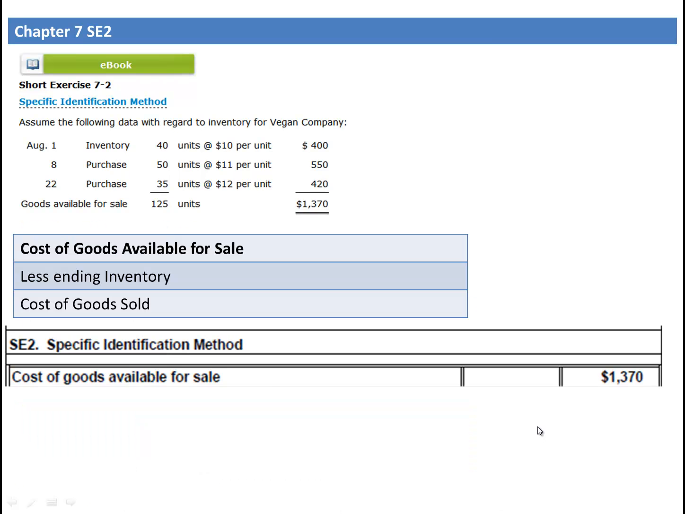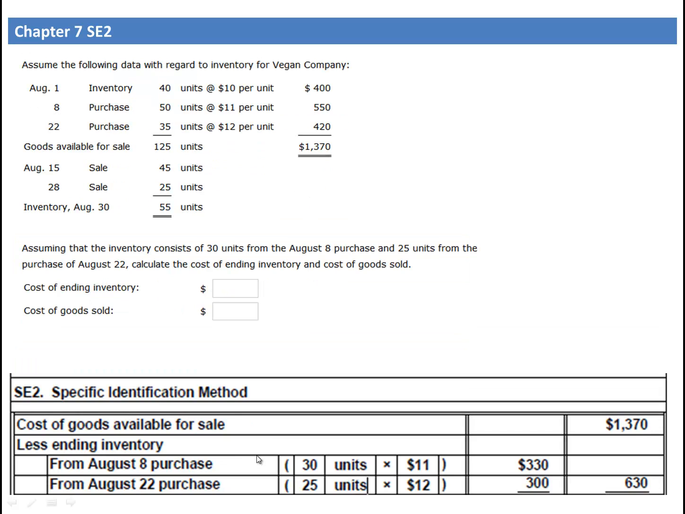So let's do that. So under the specific identification method, we are assigning and tracking each unit individually. We're not lumping everything together. So first, to follow this pattern here, cost of goods available for sale is this 1,370. We took all of our units times what our cost was for each of those and added them up. Now we have to calculate our ending inventory.